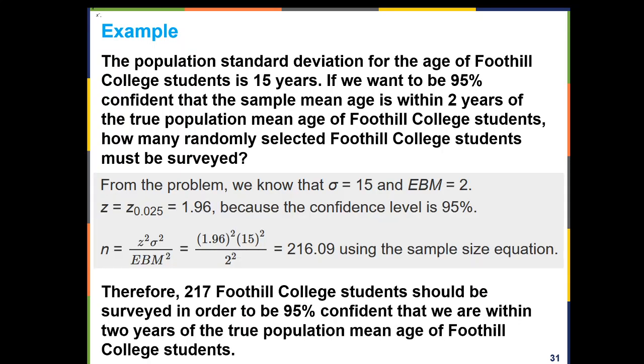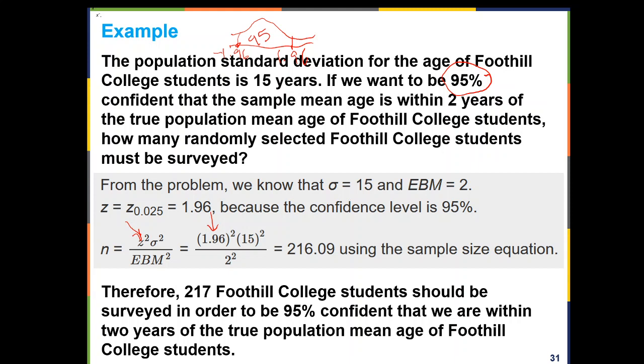Well, we're going to put it in that formula, right? Remember that Z right there is the Z for 95%, which is 1.96. If you want to be 95% confident under standard normal, the two numbers that have 95% in the middle are negative 1.96 and 1.96. So that takes care of that Z. It has to be 1.96. Why? Because we want to be 95% confident.